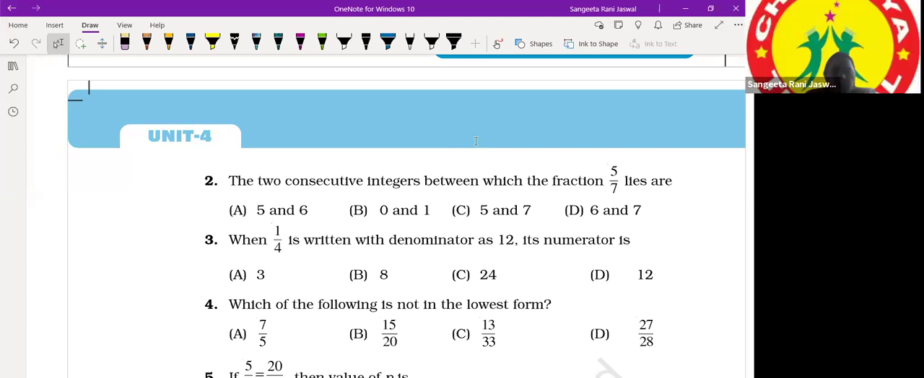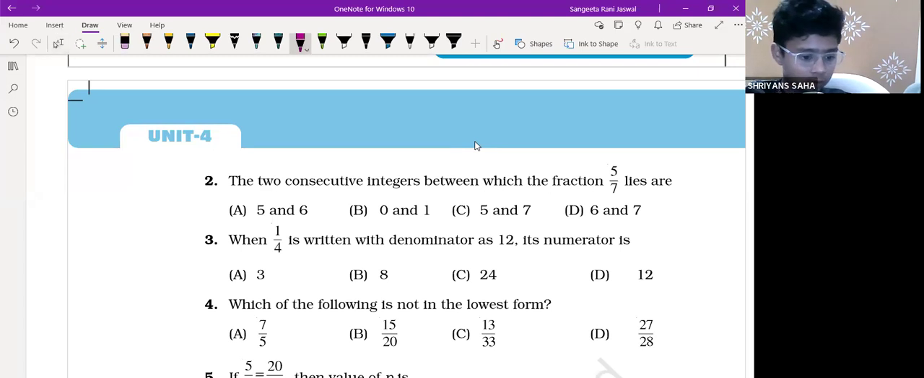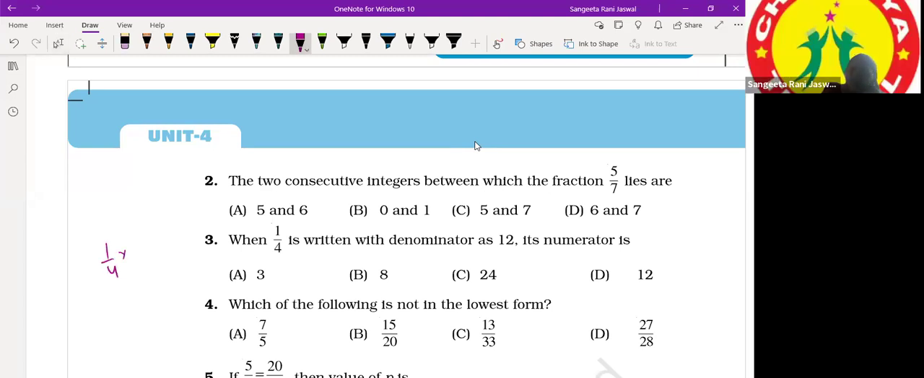Okay, next one. When 1 by 4 is written with denominator as 12, its numerator is what? That means 4 when multiplied by 3 will give us 12. So the same number will be multiplied with the numerator also. So the numerator will be 3.